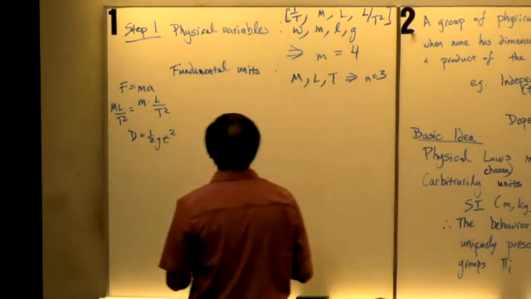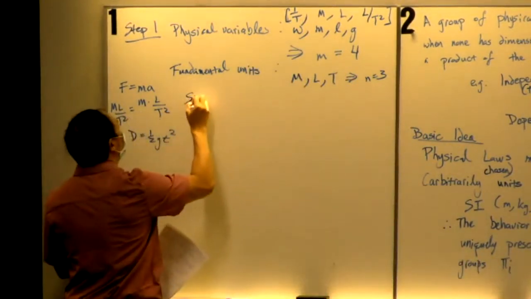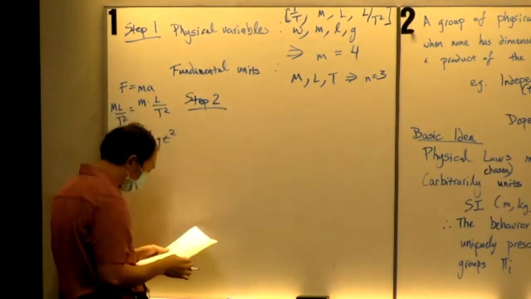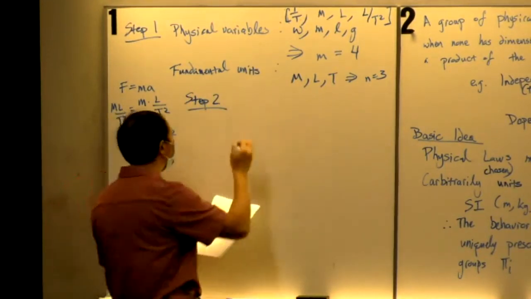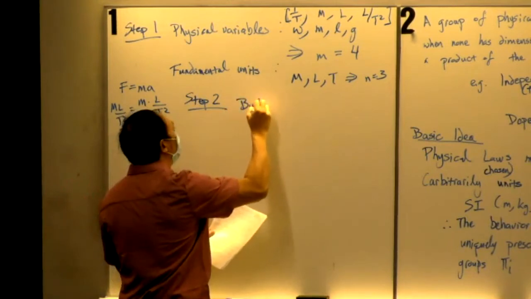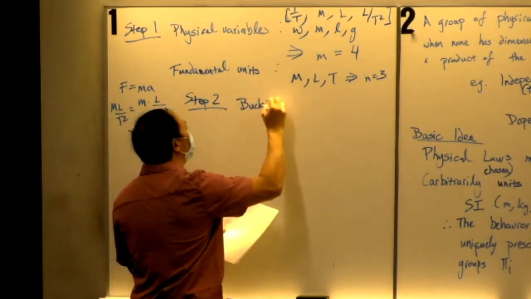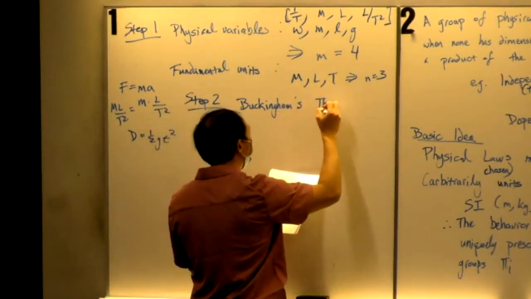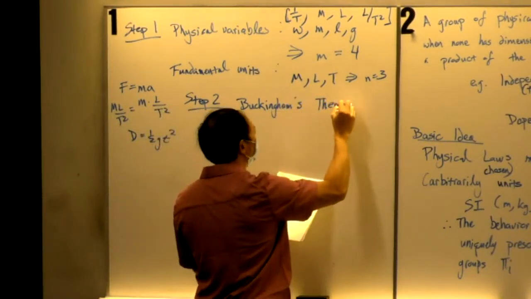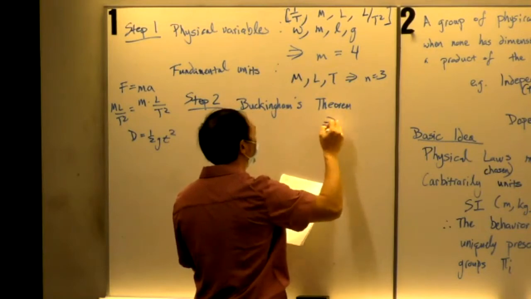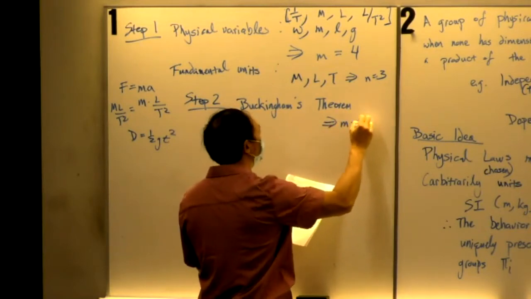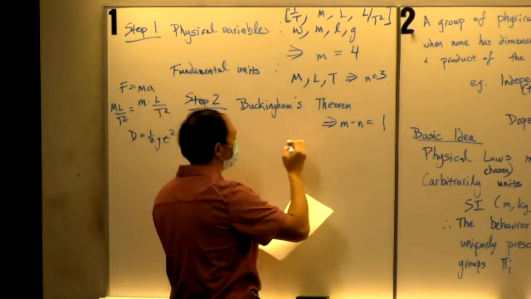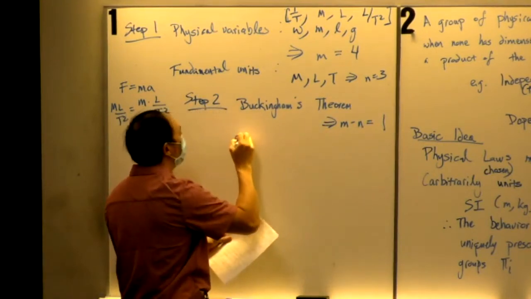That was step 1. A very important step because that sets the stage for your next step. Buckingham's theorem. I don't even give this on the cheat sheet for the quiz. I give you the formulas that you need. For this quiz, I think everyone can remember m minus n is equal to the number. So basically, you get one dimensionless group.